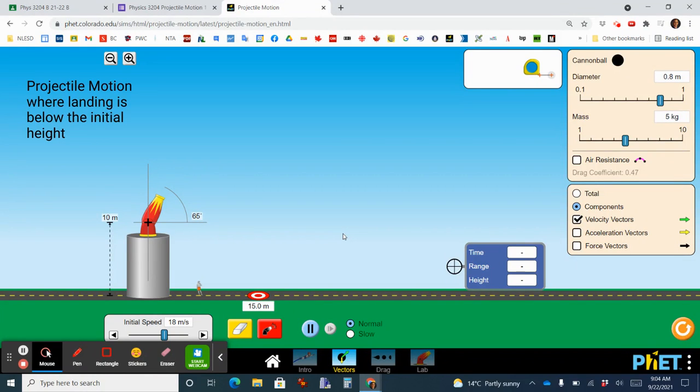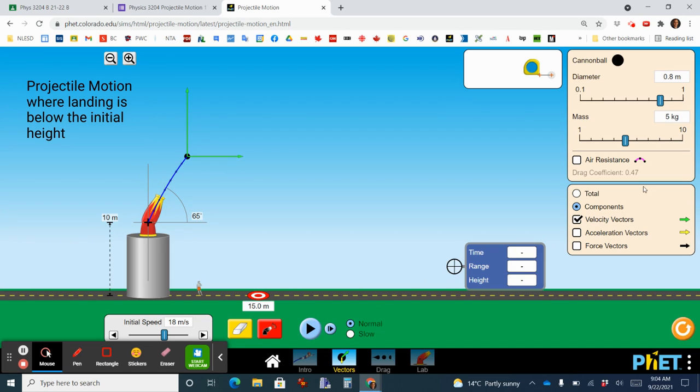Well, here's the third scenario where a projectile is being launched from a height above ground level and then dropping below where it started. In that situation, it's a little bit more complicated because now we have a displacement which will actually be negative if it drops below its starting height. So I have this set up at a 65-degree angle, launching at 18 meters per second.